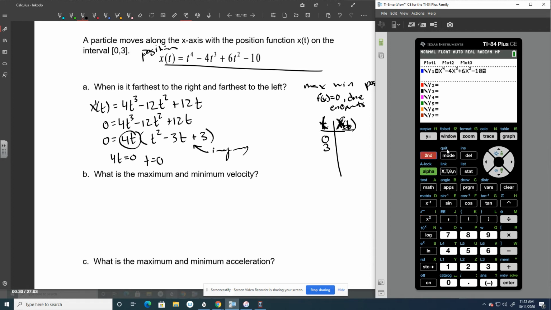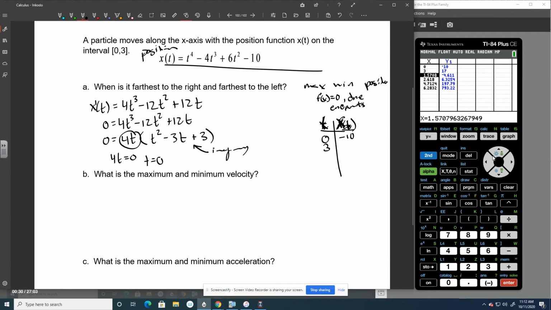So my original function, if I go to the table, I want to check what happens at 0 and what happens at 3. So at 0, I get negative 10, and at 3, I get 17. And those are going to be my minimum and my maximum.